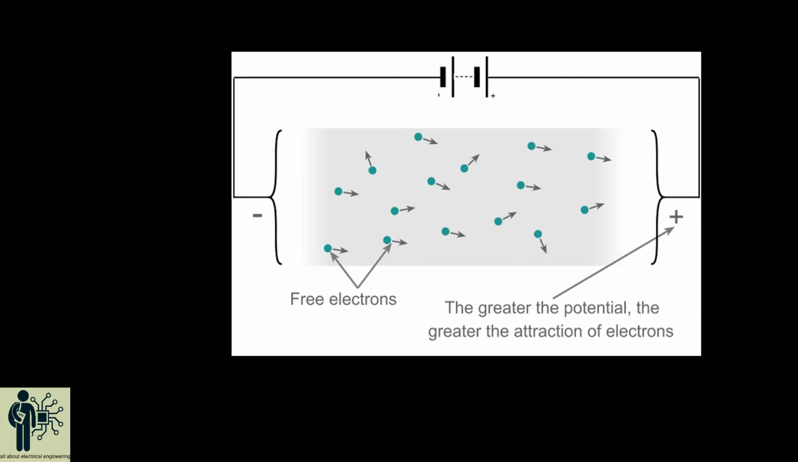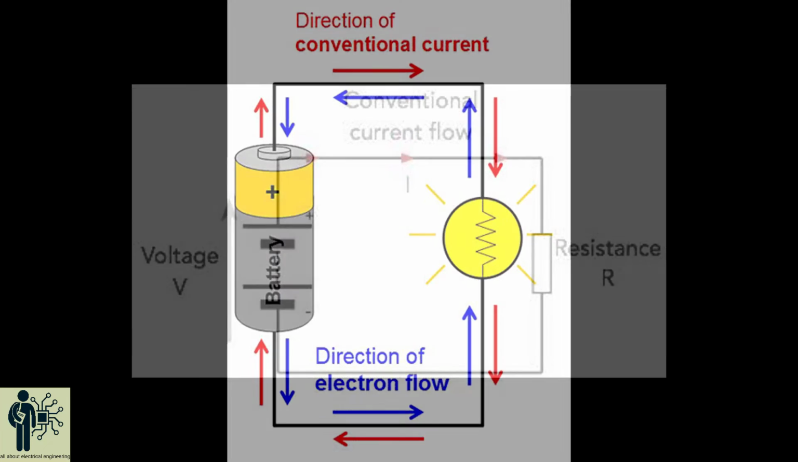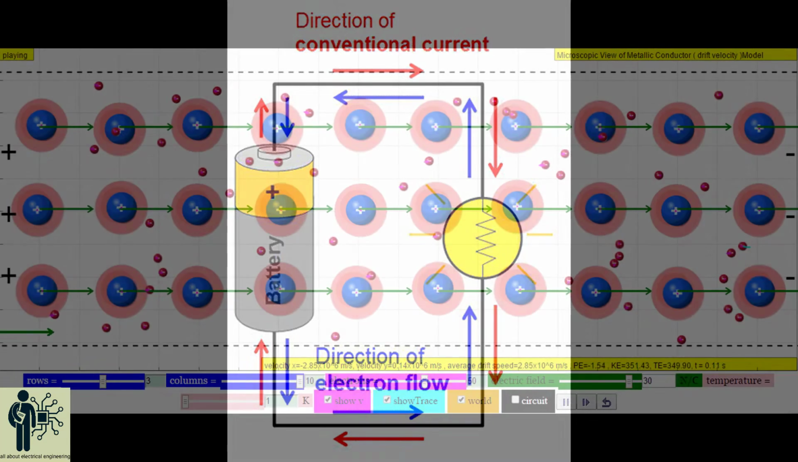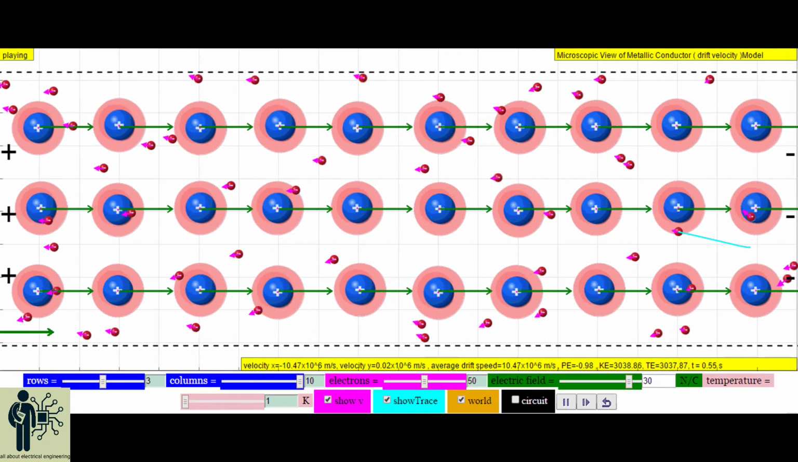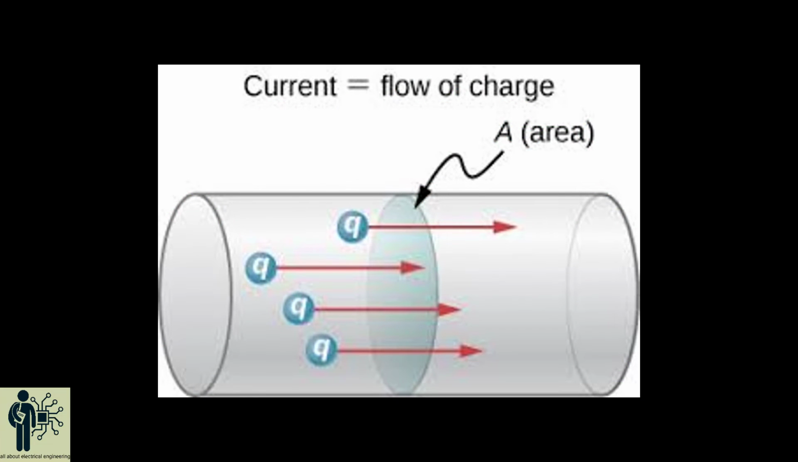Please note that the electric current and conventional current are two different things. Electrical engineers use the conventional current for their work. If you don't understand what I am saying, please pause the video and carefully observe the image. The current is measured by the flow of charge in unit time through the conductor.